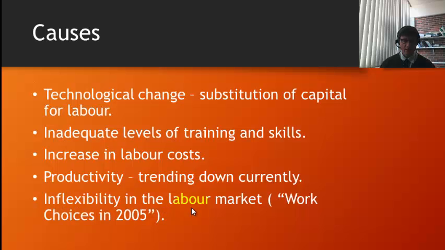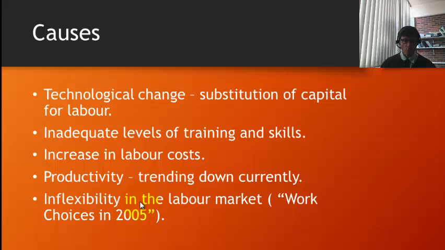It is harder for employers to employ people, and in 2005 John Howard had the Work Choices legislation to try and get more flexibility in the labour market, with a major aim to decrease the labour costs, and that's been reversed by the current Labor government. These last 5 causes are the most relevant to Australia today. There's lots of technological change. We're not keeping up with our training and skills. The big thing, we've got increase in labour costs, especially in the lower skilled area, which makes everything more expensive.